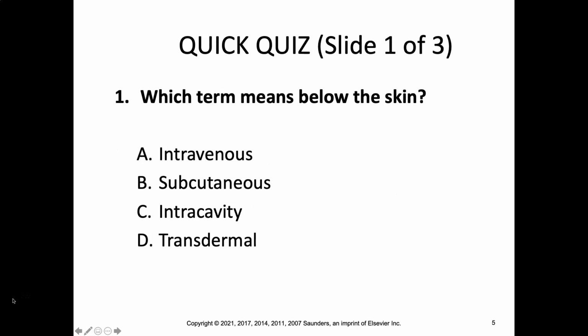All right, pop quiz right out of the gate. Which term means below the skin? If you took medical terminology recently, you should ace this. Look for the prefix that means below or under, and that should clue you in. There's my hint for you.